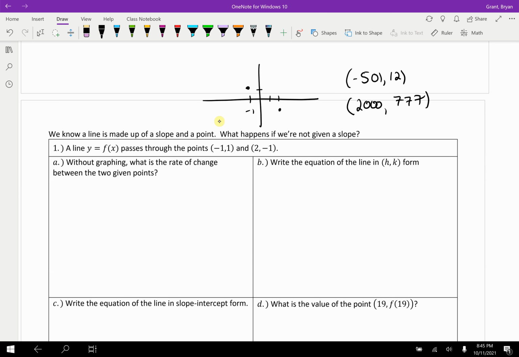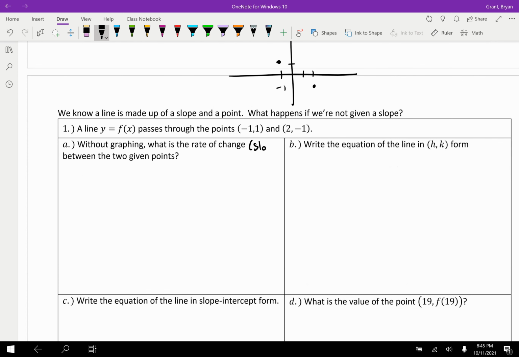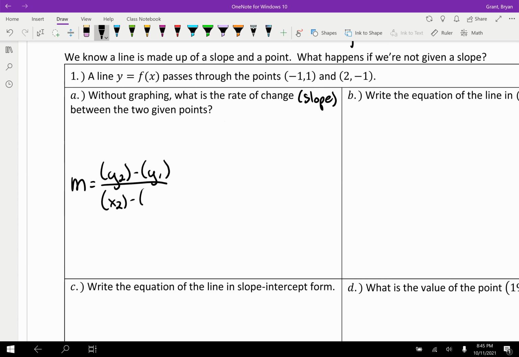And so we do need a second option, but it's an option we've seen before. If we want to find the rate of change, and remember rate of change is a fancy way to say slope or steepness, between 2 points without graphing, we use our slope formula, where our slope formula is y sub 2 minus y sub 1 divided by x sub 2 minus x sub 1. And I do insist that you use the parentheses until you're really comfortable with this, because you're going to make fewer mistakes this way. Promise.